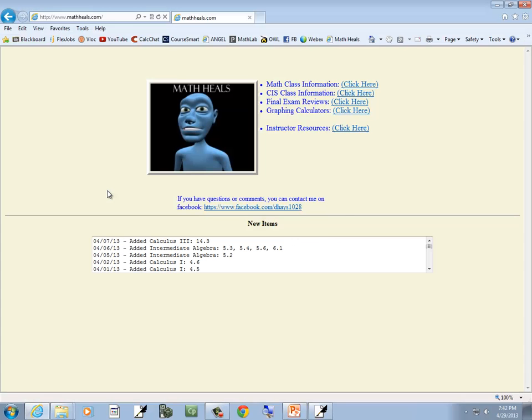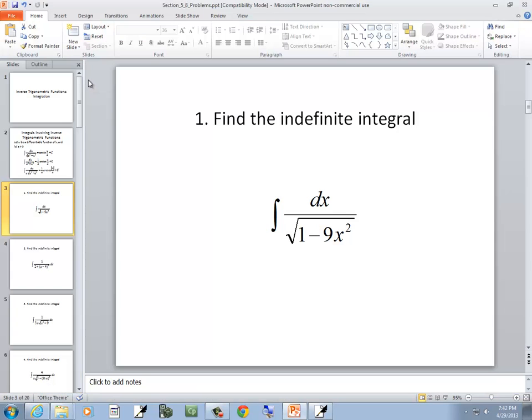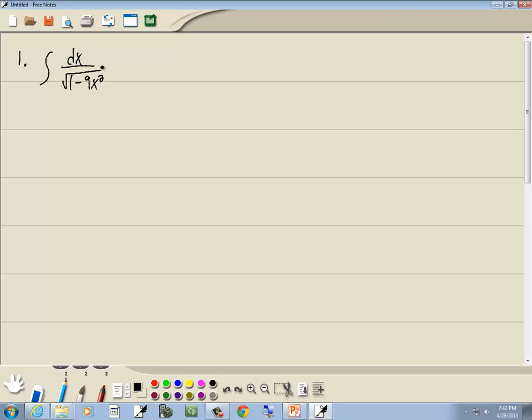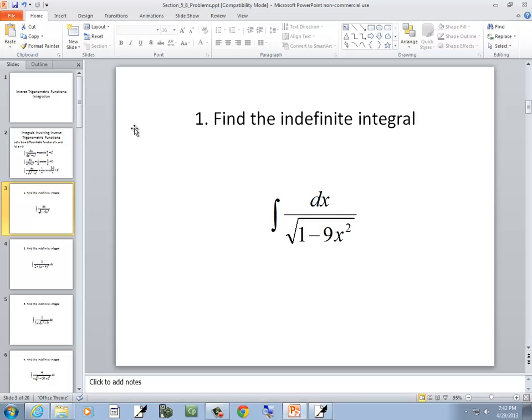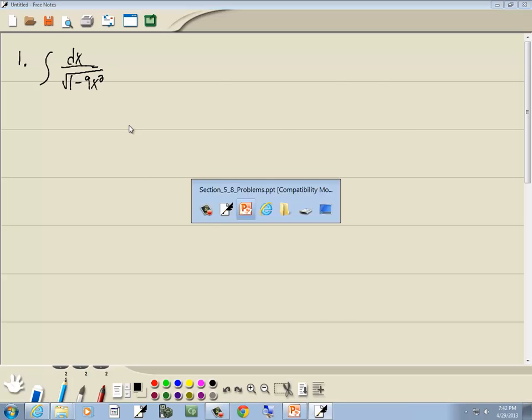So let's take a look at our first problem here. We've got the integral of 1 over the square root of 1 minus 9x squared. The instructions say to find an indefinite integral. Coming back over to the formulas, we have two possibilities. Our first formula has a square root in it. The third one has a square root down in the denominator. The second one doesn't have it. So it's either going to be the first one or the third one.